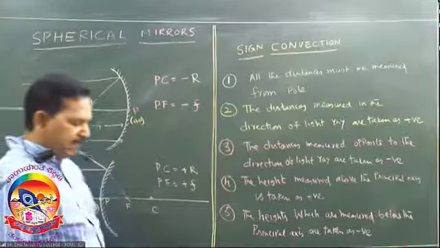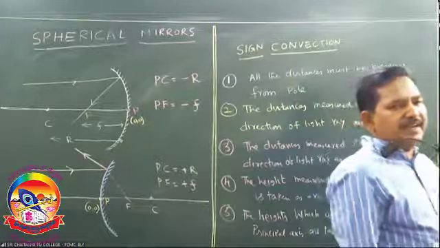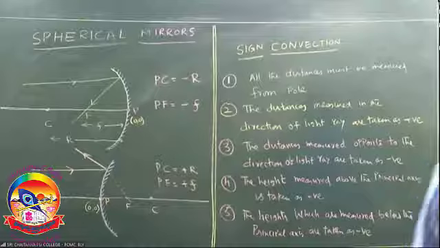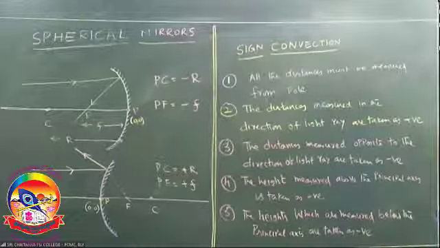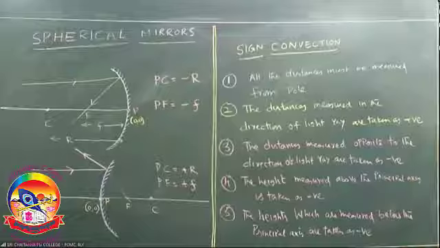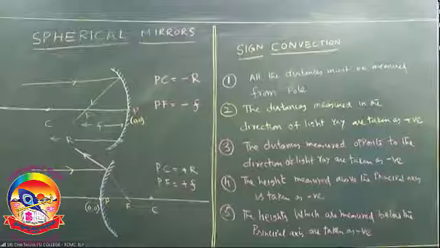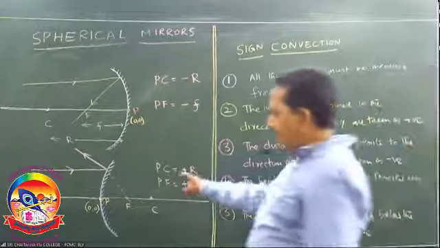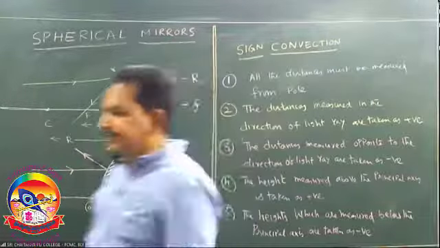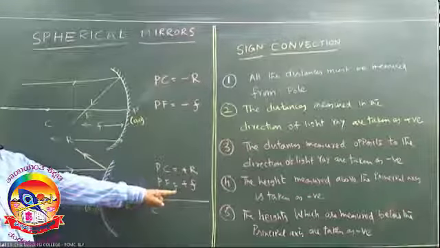So we have to keep in mind, in case of concave mirror, the radius of curvature is minus R and the focal length is minus F. In case of convex mirror, the radius of curvature is plus R and the focal length is also plus F.